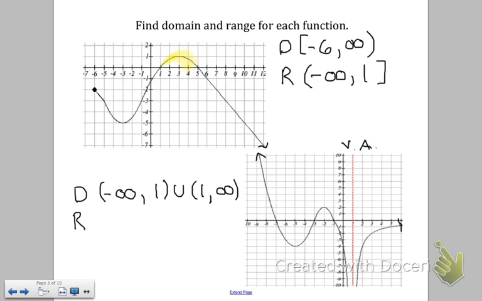Now let's check out range. Remember, range, we're going bottom to top. There is no bottom. Both of these pieces of the graph just continue down forever, so that goes to negative infinity. That's going to get a parenthesis. And now if we look up, there's really no top either because it's going up and up over here. So we're going to have a range of negative infinity to positive infinity.